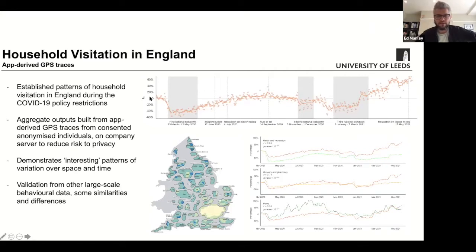In particular, we see a big dip in the first lockdown, but an increase in the number of visits to other households during the year, and then dips to a lesser extent at different lockdowns with a relaxation towards the last part of the year. We can unpack this into spatial variation too. So we start to see that London and the Southeast see higher levels of household visitation. And we can also start to validate this with other similar data sets, such as that, in this case, generated from Google in terms of their visits to different land uses.